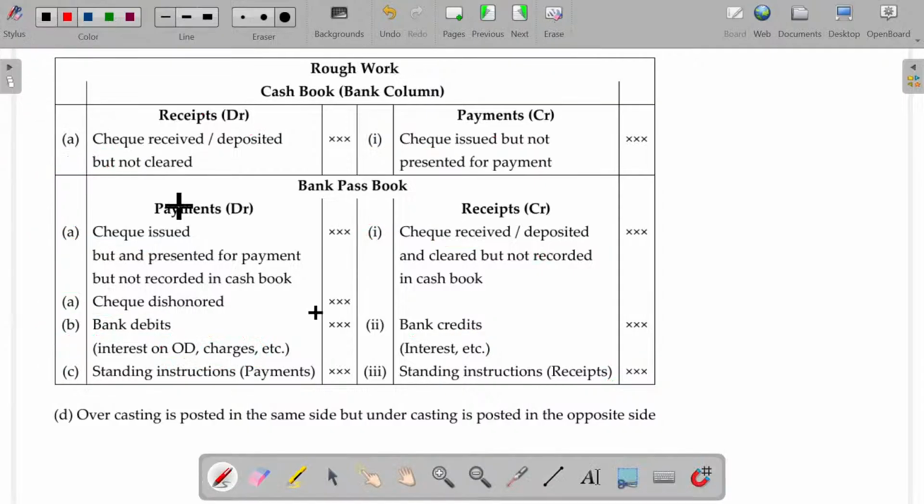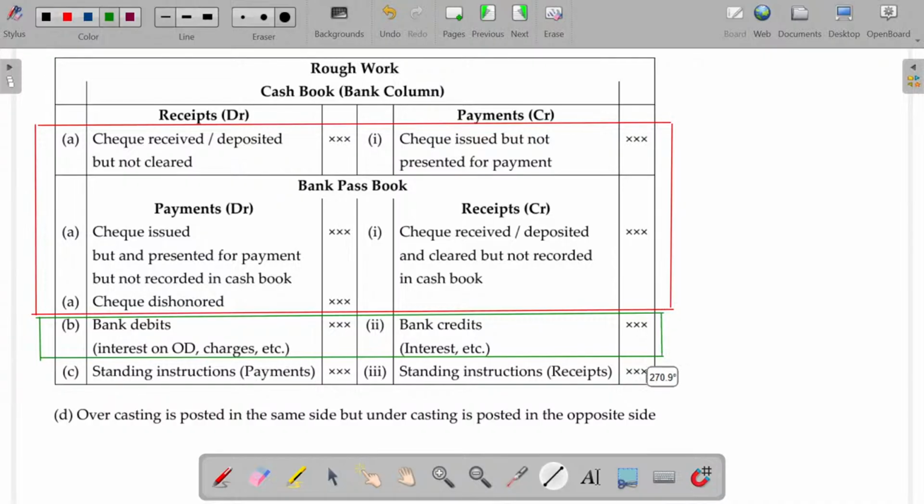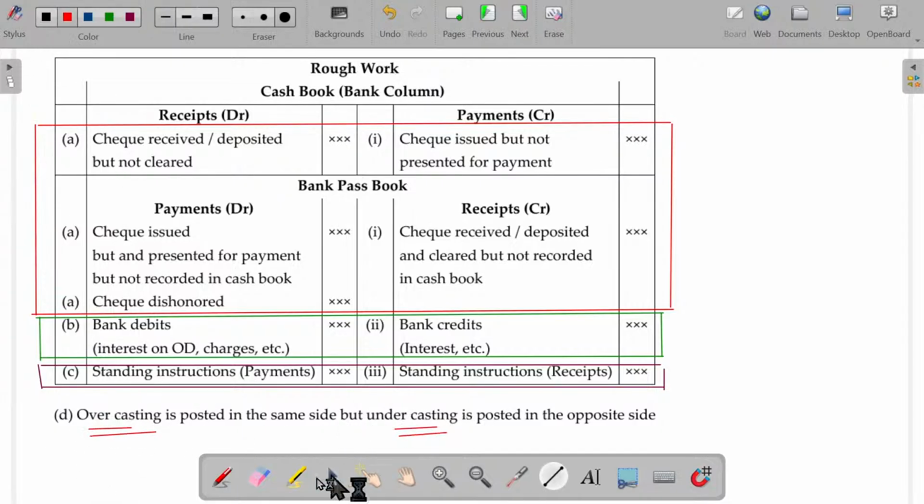One is all about check related. This block will be called check related. You can very easily guess this. And this will be called bank debits and credits. The last one is all about standing instruction receipts and payments. And of course, you have to understand overcasting as well as undercasting too.